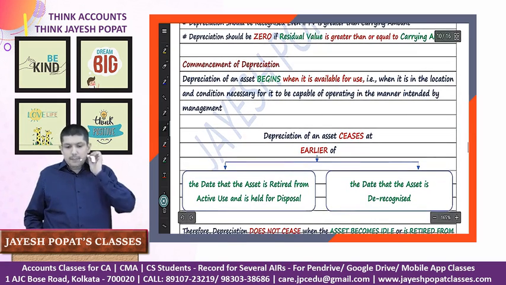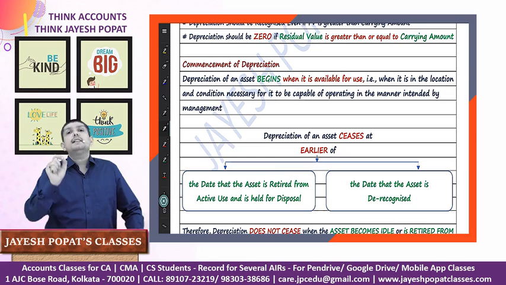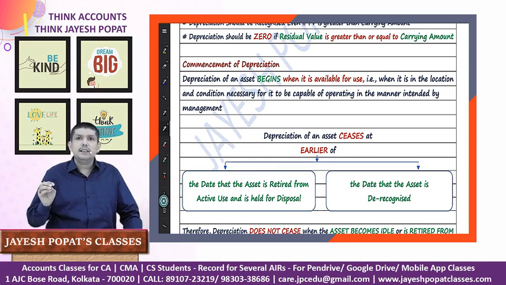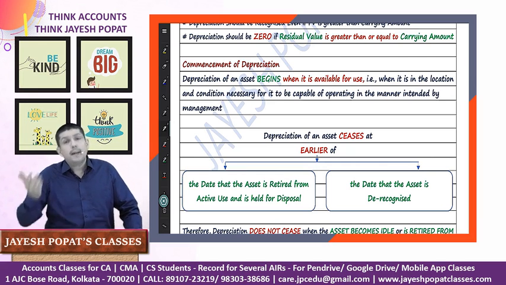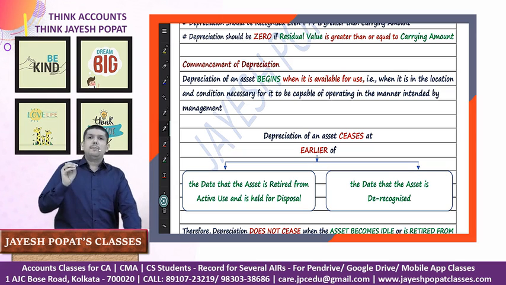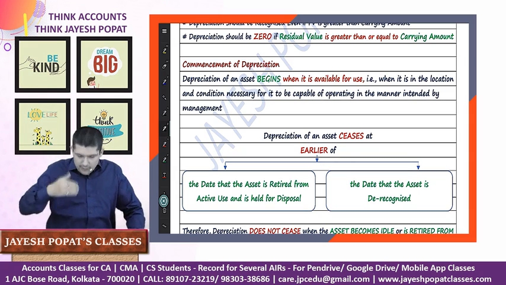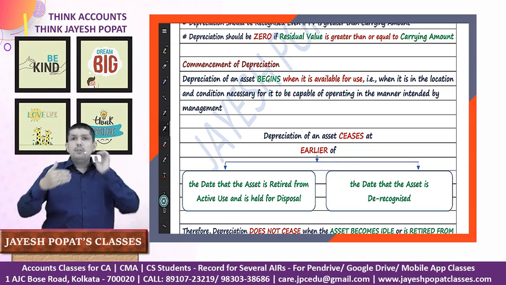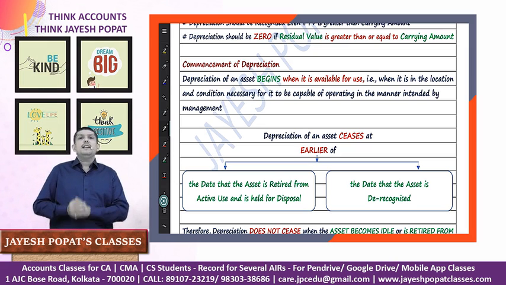Then commencement of depreciation. When will you start depreciating your asset? Simple, when the asset is ready for use. It means when the asset is in the location and condition where it is capable of being used as intended by the management. Whether you use that asset or not does not matter. For example, let's say I buy an AC and I install that AC, and after installing it is ready for use. But if I don't use that AC at all for 2 years, will I not charge depreciation on it? The answer is I have to charge depreciation.